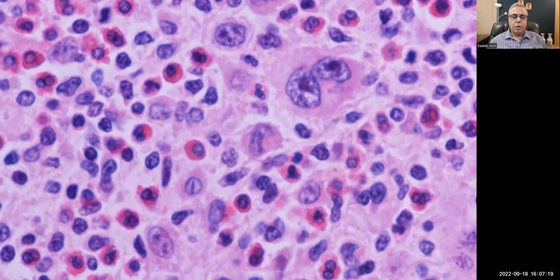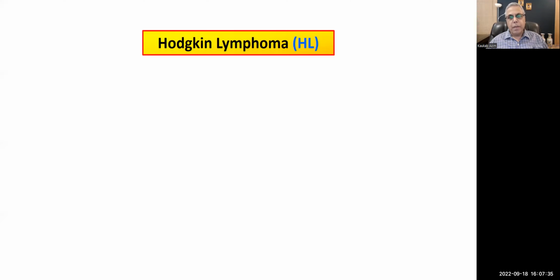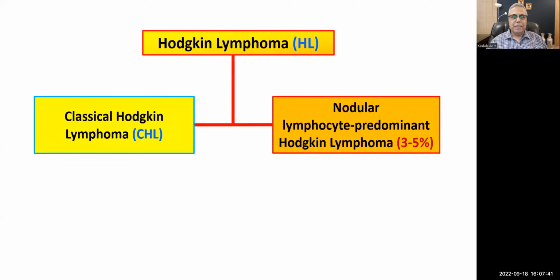But what I want you to remember is that in Hodgkin lymphoma, we have got 1 to 2% Reed-Sternberg cells in the tumor. And we also have got some specific cell surface markers, which are CD30 and CD15. Now, Hodgkin lymphoma is classified into many different types that I'm going to show you in this slide.